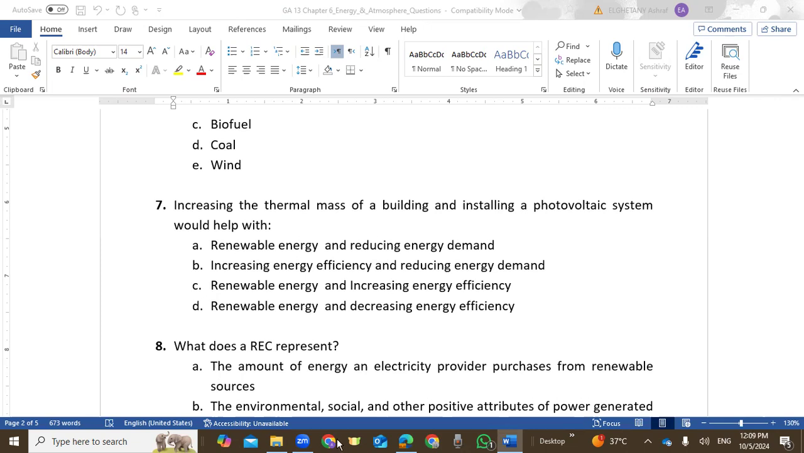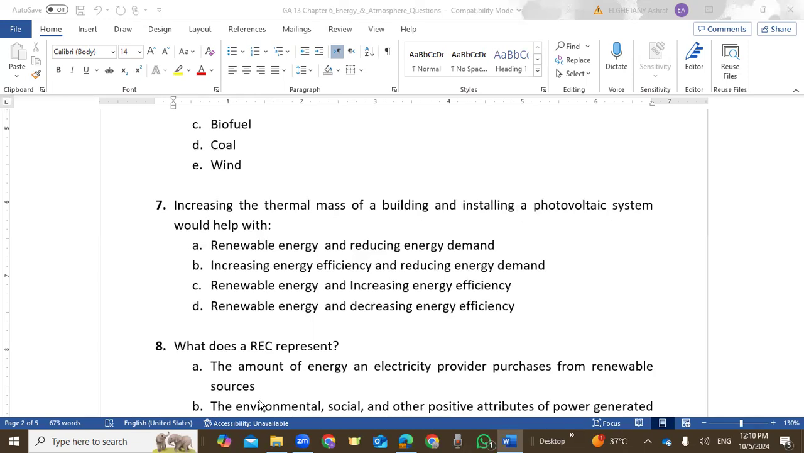Increasing the thermal mass of a building and installing a photovoltaic system would help with renewable energy, reducing energy demand, and increasing energy efficiency. C and D, it's the same, right? No, the increasing and the decreasing. Renewable energy and decreasing. Maybe I will go with D. Renewable energy and increasing energy efficiency.